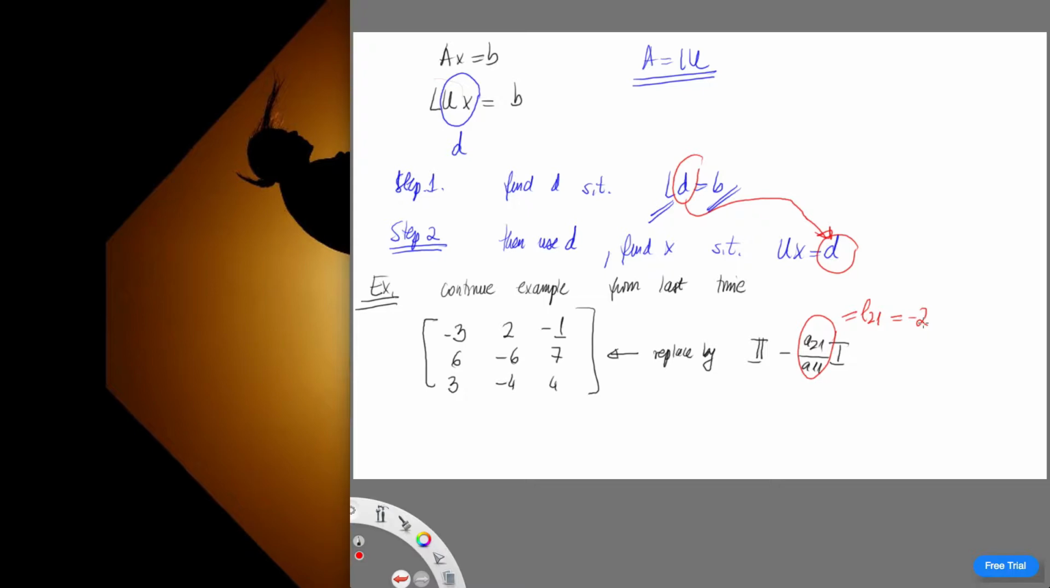And then we did the elimination. The second one we replaced by 3 minus A31 over A11. I'm just going to record this on the side and say my L31 is equal to 3 over minus 3, so it's minus 1. And that gave me a matrix, and I'm just going to write down what we got because we went through the computation last time already.